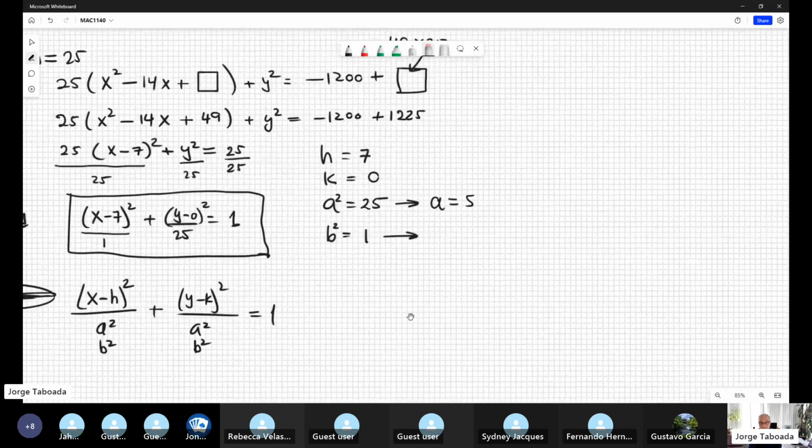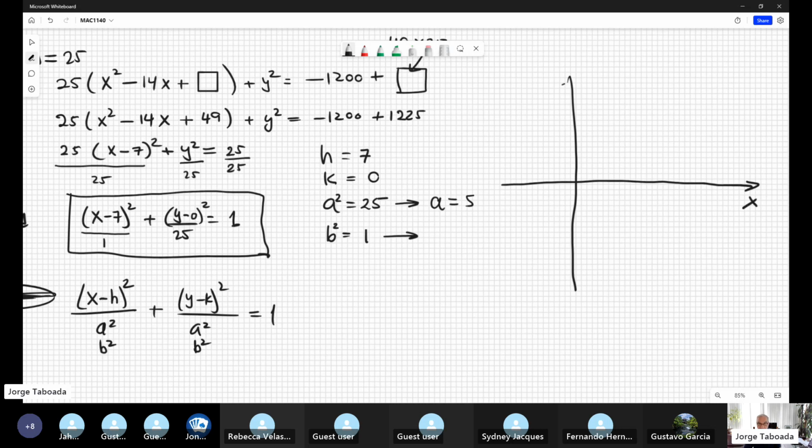Look, this is my rectangular coordinate system because the final goal is doing the graph. The center of this ellipse is located at the point 7, 0. So the center is h, k. In our specific example is 7, 0. This is the same. 1, 2, 3, 4, 5, 6, 7. 7, 0.